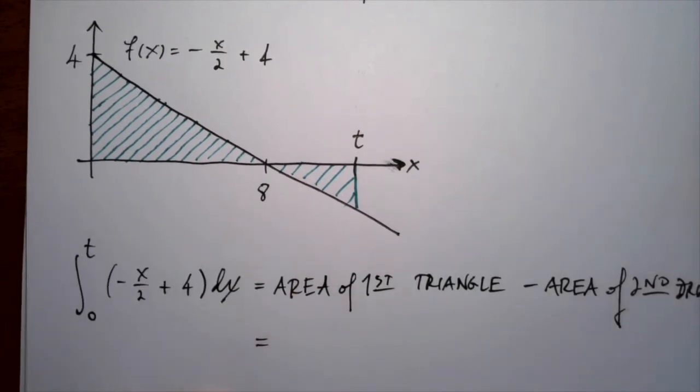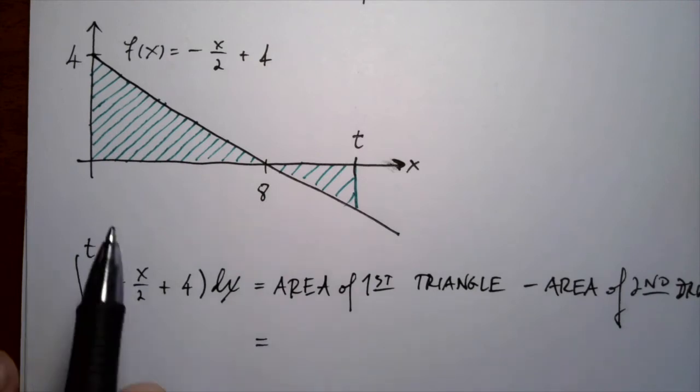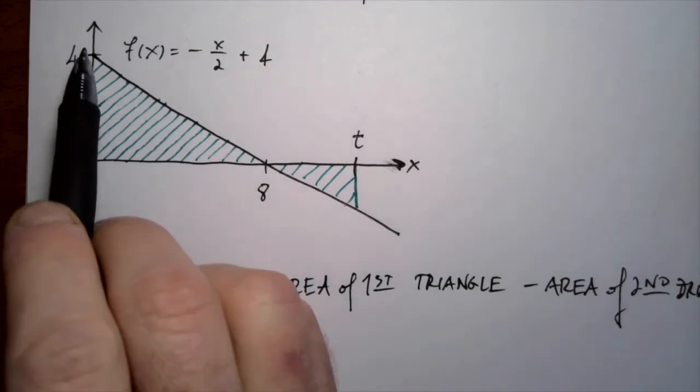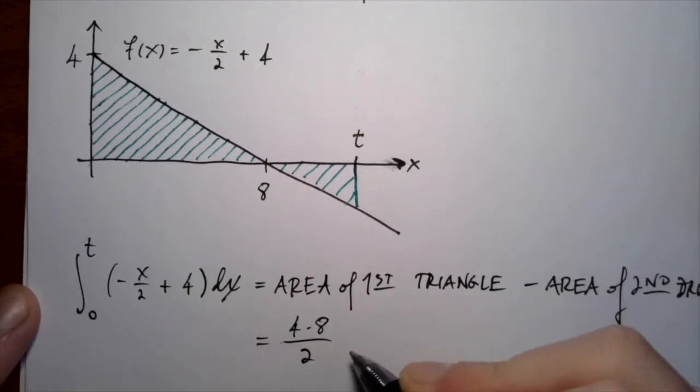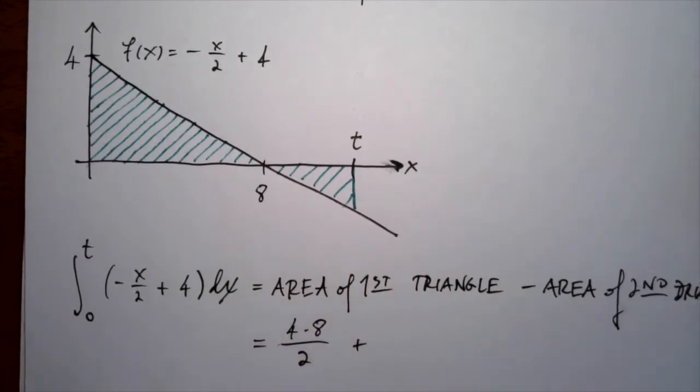All right. What's the area of the first triangle? Its base is 8, its height is 4. Nothing complicated. So we have 4 times 8 divided by 2. That's the area of the first triangle. What about the area of the second triangle?